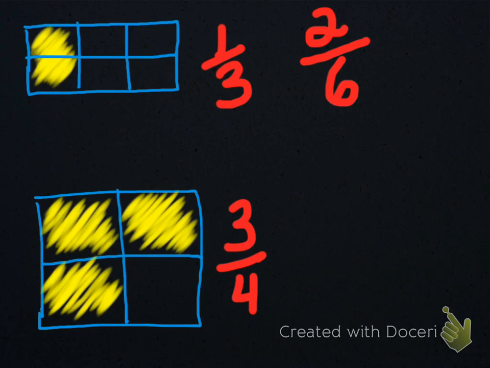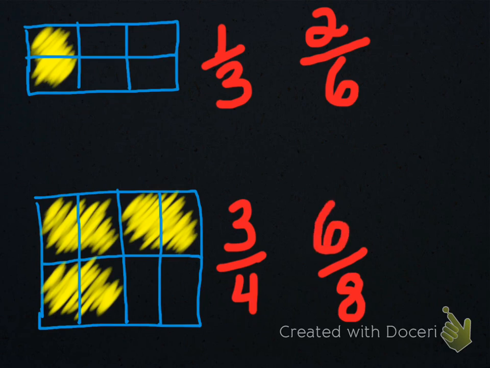Same thing with the bottom. I'm going to split this up a little differently as well. I'm going to add a section here, and I'm going to add a section here. So now, instead of having 4 equal parts, my shape actually has 8 parts. And now there are a total of 6 parts that are shaded in. So therefore, at the top, 1/3 is equivalent to 2/6, and 3/4 is equivalent to 6/8.